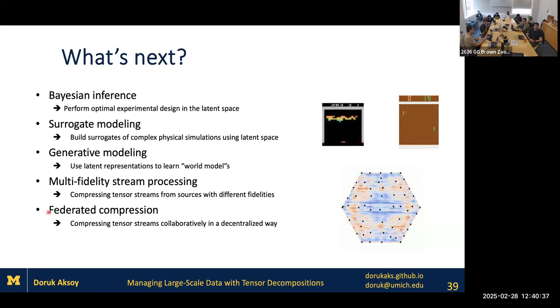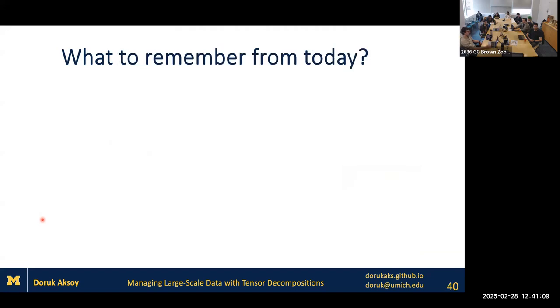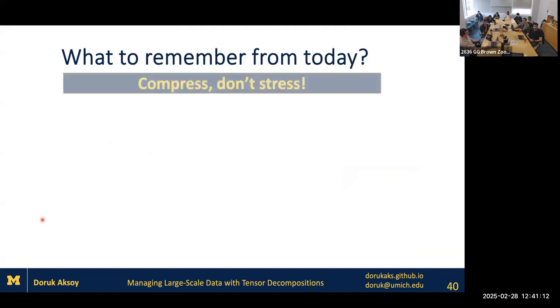And there are also a couple other potential extensions where we can go: processing streams with multiple fidelities, with different fidelities optimally, or performing decentralized compression using federated compression methods, algorithms, to learn an individualized compression at each node of a supercomputer, and therefore also accelerate the compression process with even larger scale data. And after all, what to remember for today?